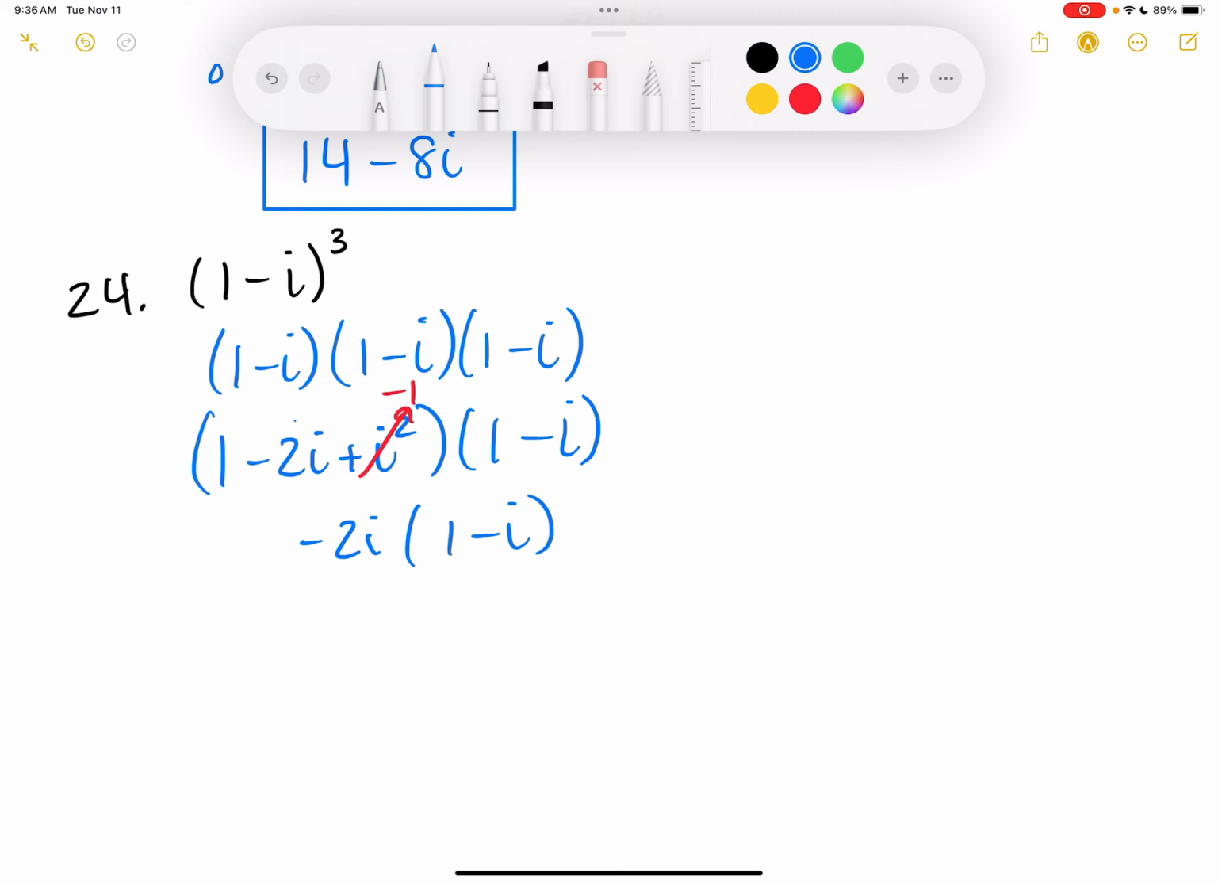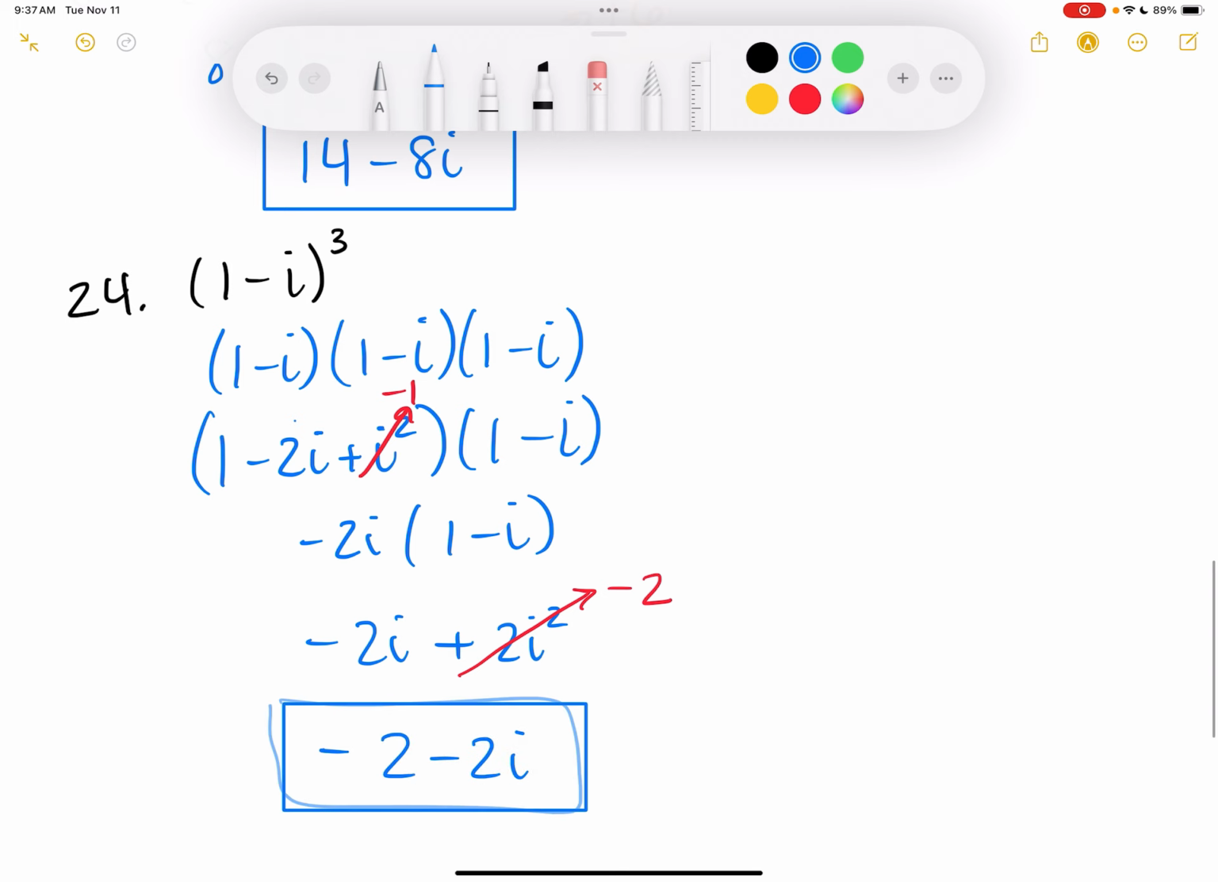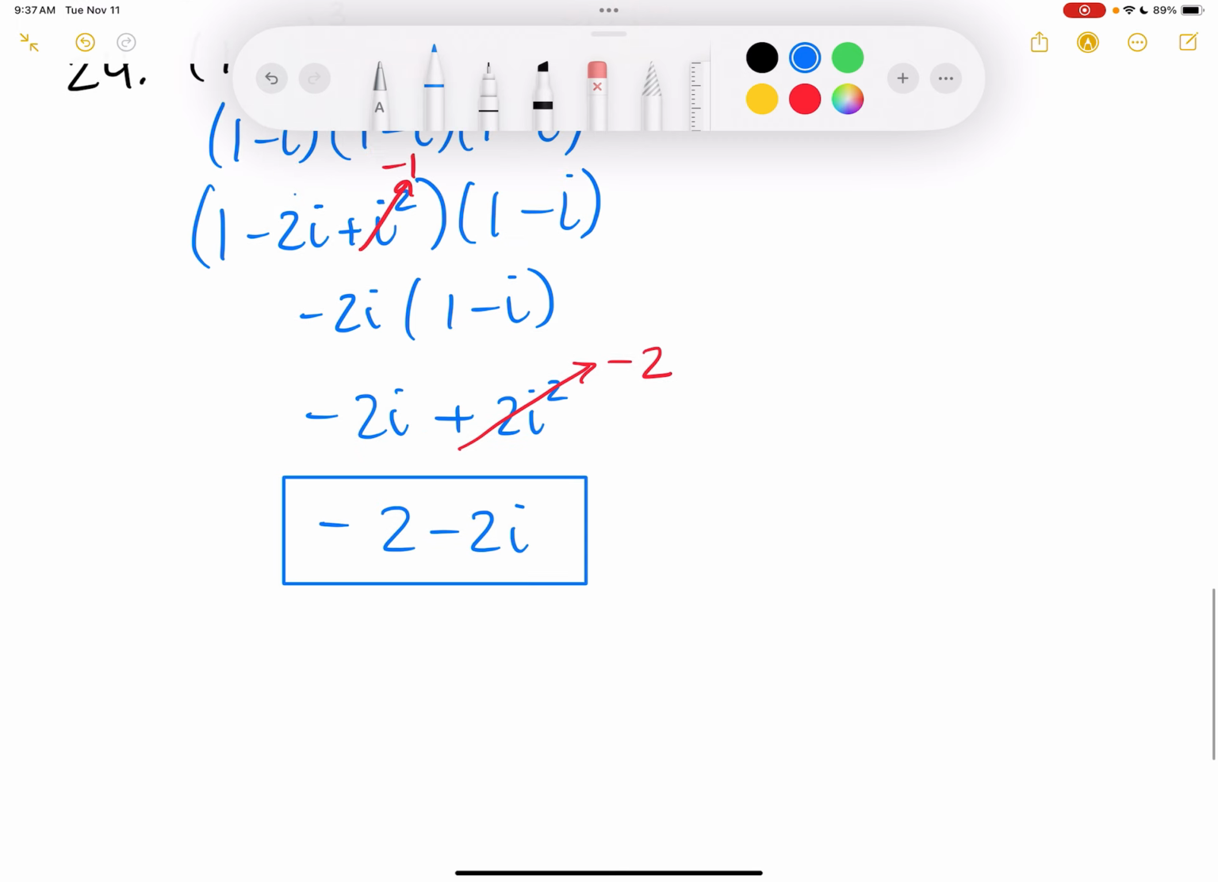All right, so multiply this, I get negative 2i plus 2i squared. And then that's a negative. And then I just got to rewrite it. Negative 2. Now I don't remember if this was in your notes or not, so I'm going to write this for you.